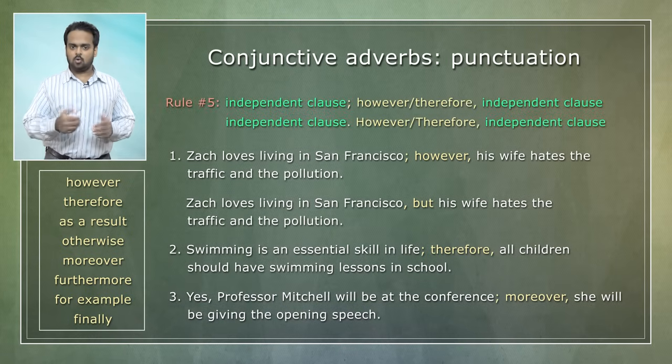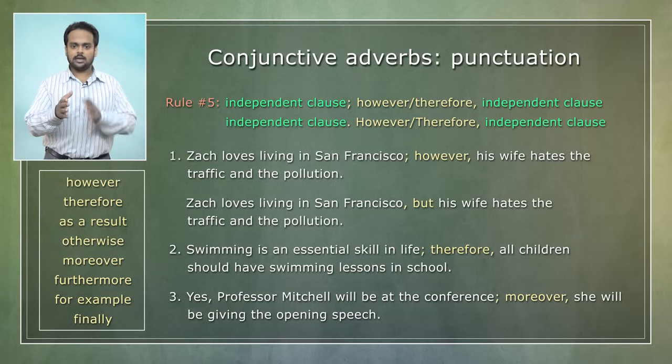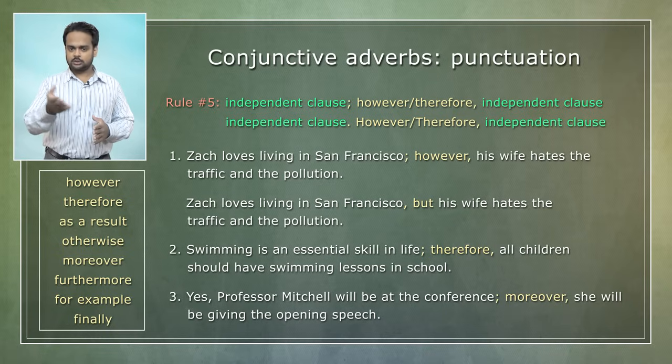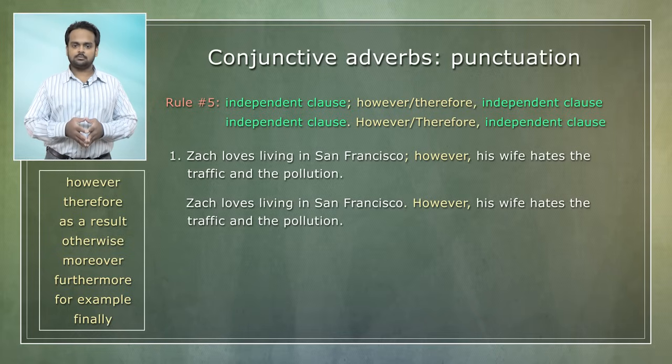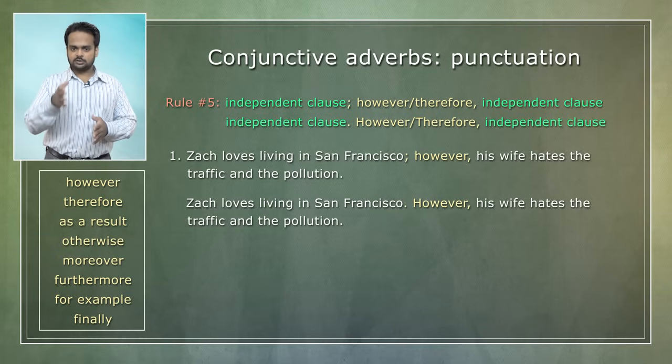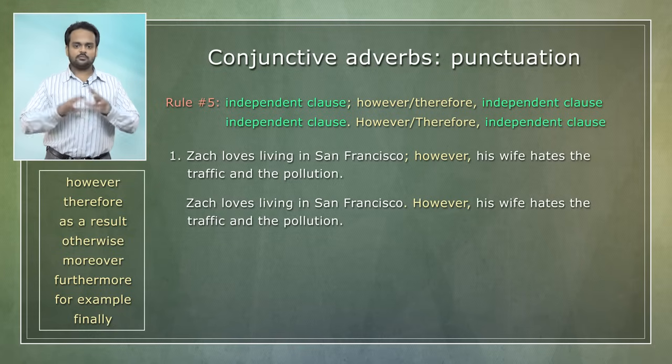With however, or any conjunctive adverb, the most common way to punctuate them is with a semicolon before and a comma after. You can see this in all of the sentences. There's another way to write them. You can also write them with a period or full stop in front. If you do this, you end the first sentence and then start a new sentence with the conjunctive adverb. That's also correct. And you can write it this way for all of the conjunctive adverbs, therefore, moreover, etc.